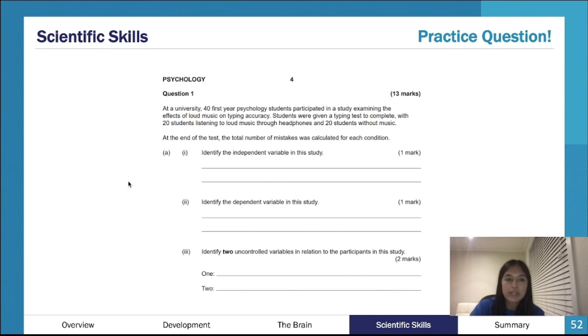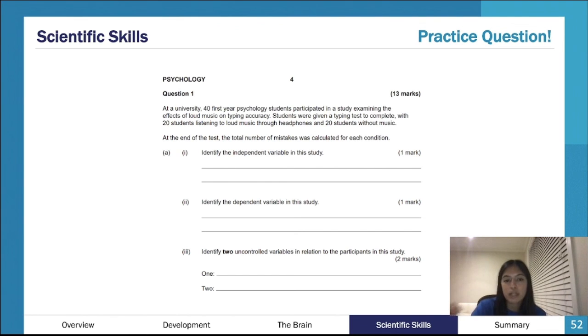Okay, we've got a couple minutes left. So thinking about your standard definitions of your skills here. At a university, 40 students participated in a study examining the effects of loud music on typing accuracy. Students were given a typing test to complete, with 20 students listening to loud music and 20 students without music. So what is the IV?